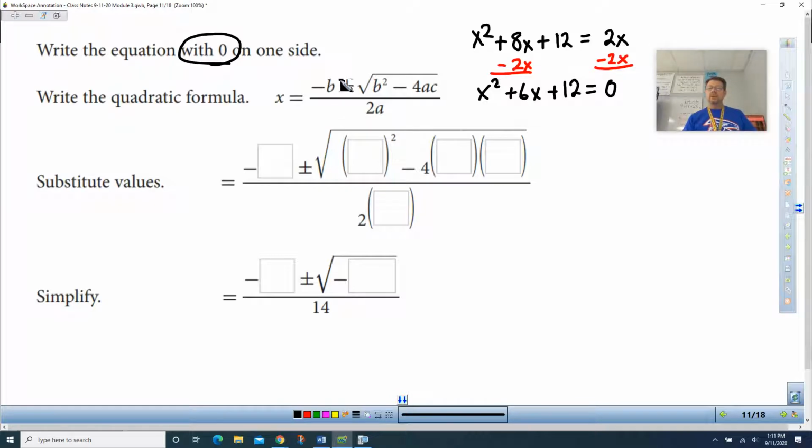x equals negative b plus or minus square root of b squared minus 4ac, all over 2a. Writing that down helps you memorize it. Okay? The next thing we're going to do is write a equals, b equals, c equals. Then we're going to come over here. What does a equal? Well, there's a 1 right here, right? So 1. b is a 6. c is 12.